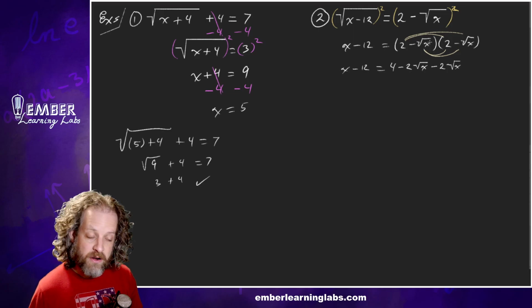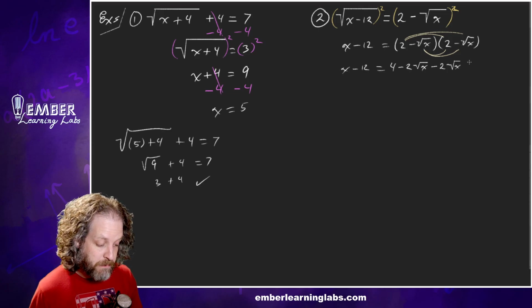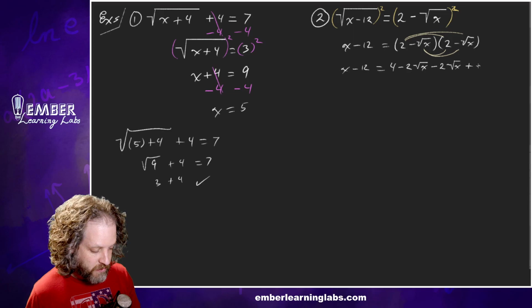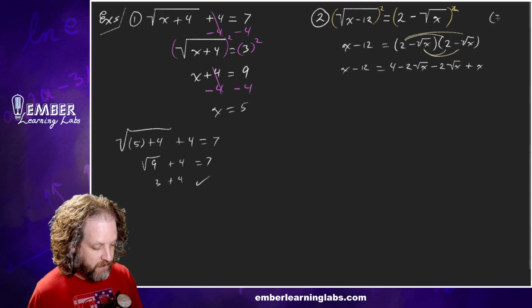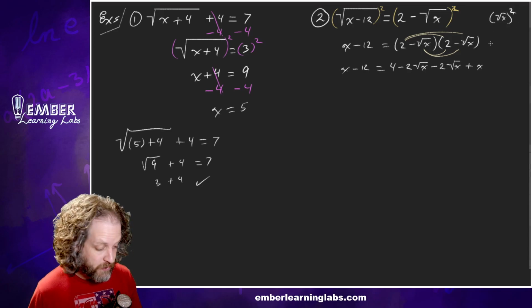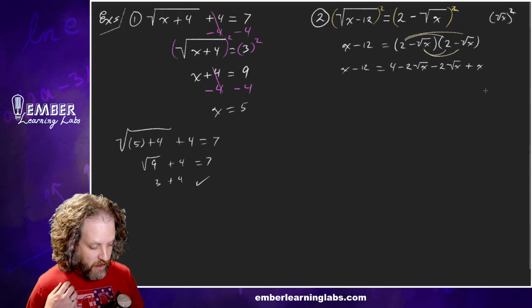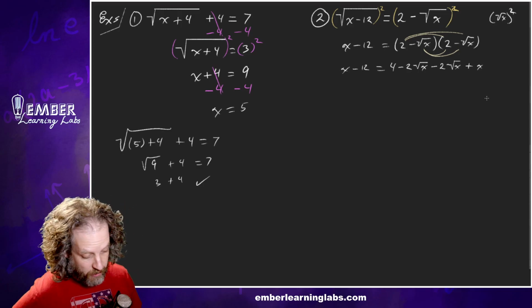And then negative square root of x times negative square root of x would be positive, just x, right? Because we've got the square root of x squared, and that cancels out, because that would be square root of x on square root of x with square root of x squared, right? All of those layers in there. So what can we do now?